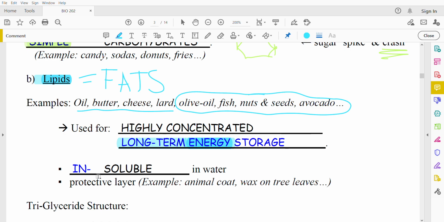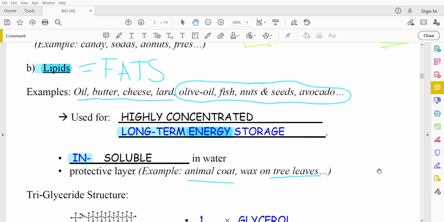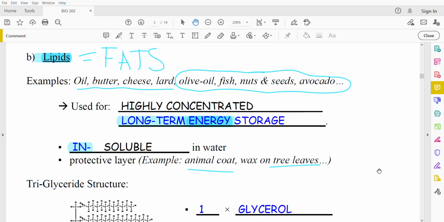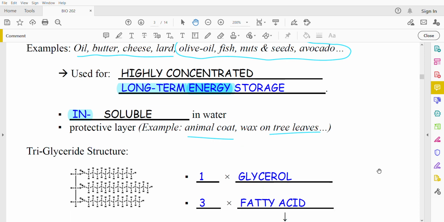And of course, we know that they do not dissolve in water, so they're insoluble. We also saw a couple of examples in our lecture materials, where certain animals, on top of their fur coat, could have a fat layer, a lipid layer, forming a protective layer. Also certain tree leaves have a waxy layer on top of them. Those were examples of where we might see lipids being used in life.